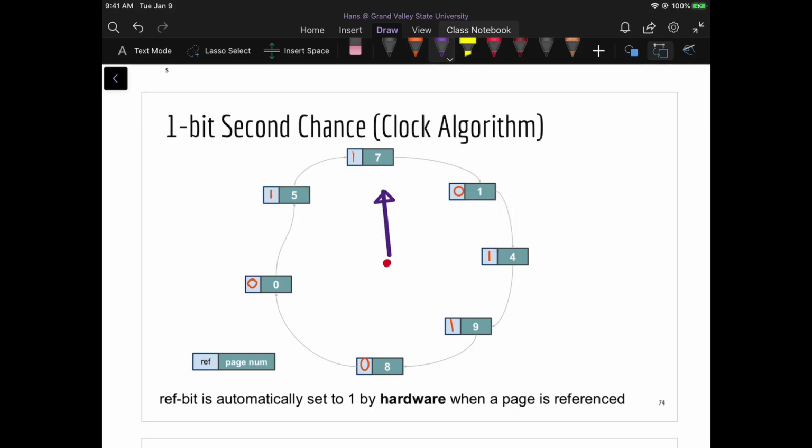So here we start at 7 and the reference bit of that page is 1. So the algorithm will reset the reference bit to 0 and continue searching. Now we search the next page, and we do find a page with reference bit 0, so 1 becomes the victim.